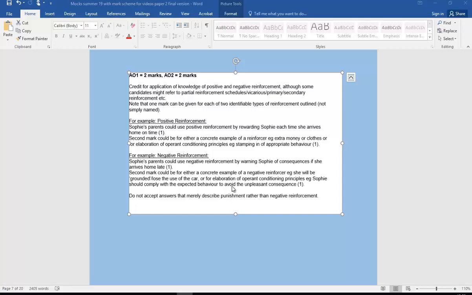home early. Okay, so be careful, define it clearly and make sure you've got what they would refer to here as a concrete example, very specifically about this scenario of the car and Sophie. Okay, if it's an off-the-shelf answer, you're not going to get that second mark. So be very careful that you apply it specifically to this example.